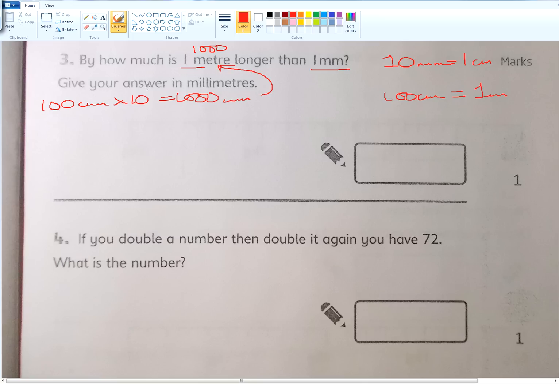So how much bigger is this than 1 millimeter? That's quite a straightforward question now. Once we've done the conversion, we do 1,000 minus 1. Which answer is bigger? 999. It is 999 millimeters bigger. Are we happy with that, folks? Did everybody get that right? If you weren't sure, there's 1,000: you start with 10 millimeters in a centimeter, 100 centimeters in a meter, and multiply by 10.